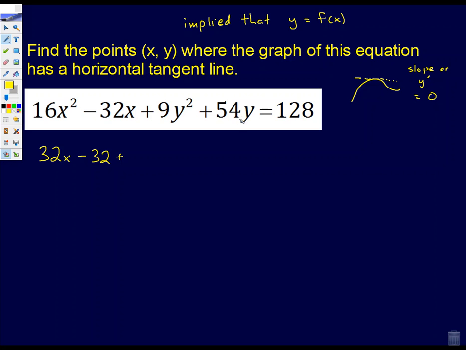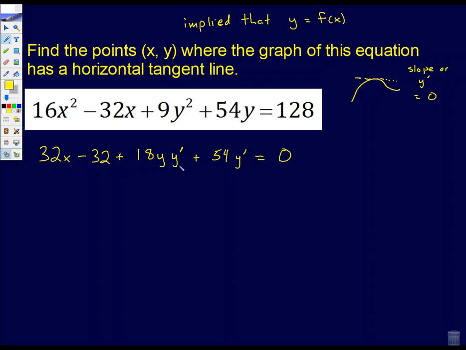And now in these next two terms, your thinking is this is like 9 times f of x squared, and that derivative requires the chain rule. So we differentiate as usual, like 18y to the first, but then we must multiply by the derivative of our function. So we're going to multiply by y prime. The derivative of 54y would be 54, but because y is your function, we multiply by the derivative of that function. So the derivative of 54y is 54y prime. And then the derivative of 128 is 0.